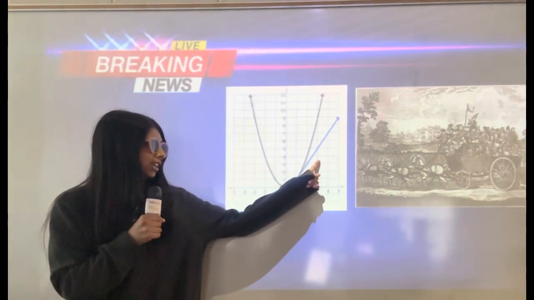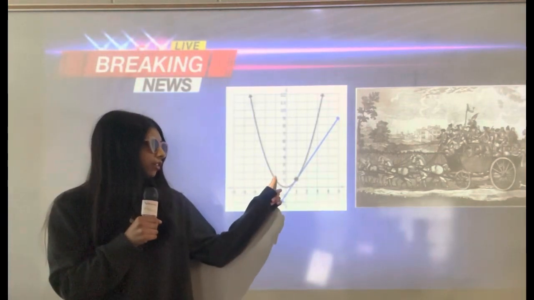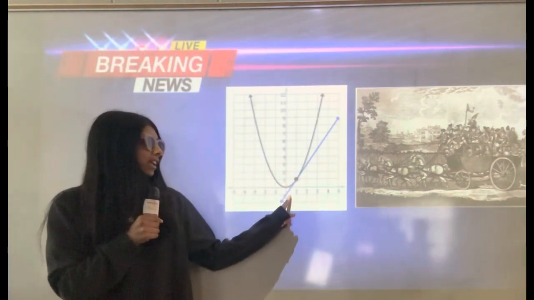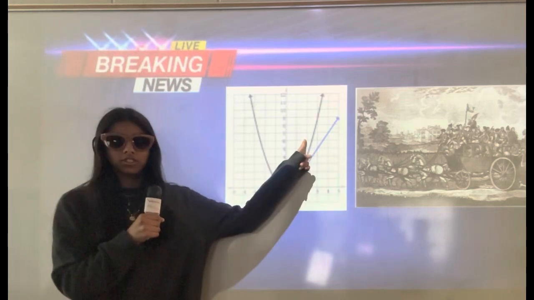This blue line is the line tangent to the curve at the point 1, 1. Its slope is the derivative of this function.